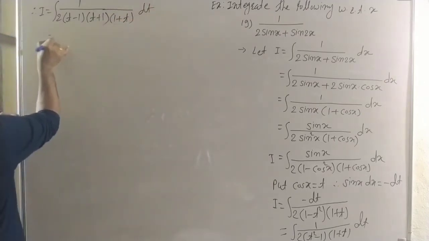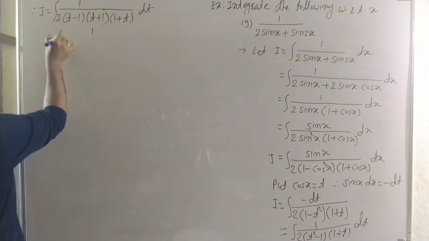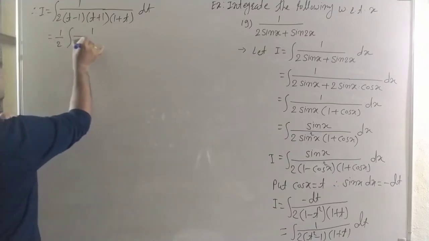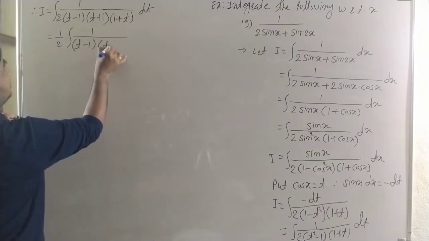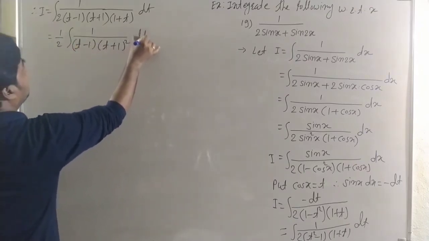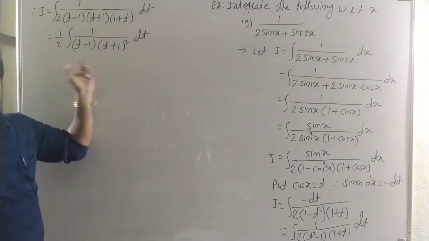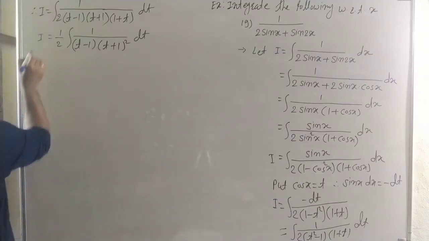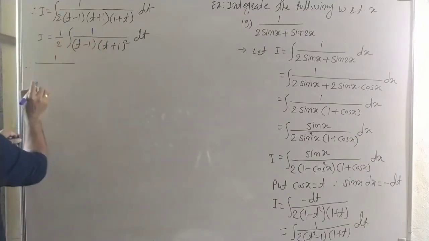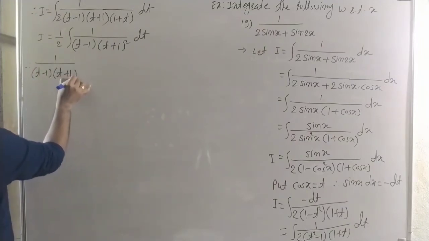And now this 1 upon 2 we can take outside the integral, and the integral of 1 upon t minus 1 into t plus 1 whole square dt. Now here the denominator contains 3 linear factors, but 2 are repeated, that is t plus 1. We keep 1 upon 2 as it is, and it is t minus 1 and t plus 1 whole square.